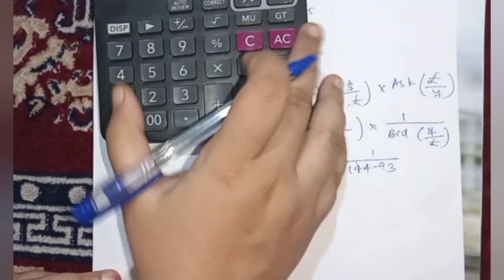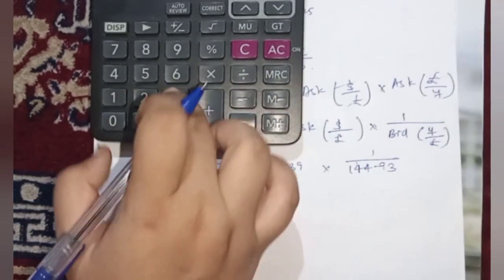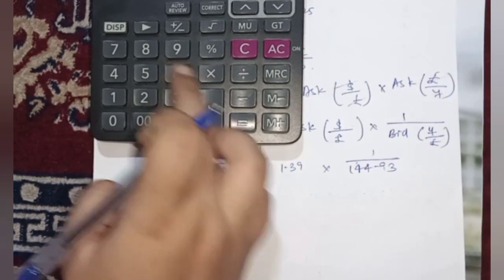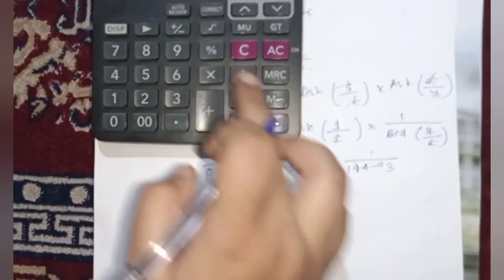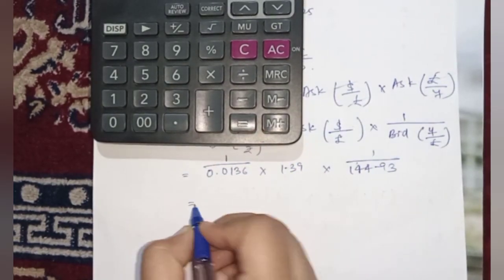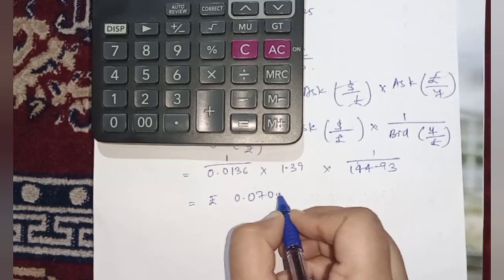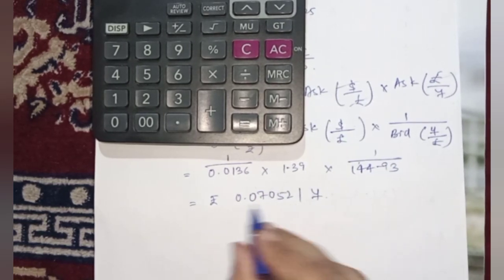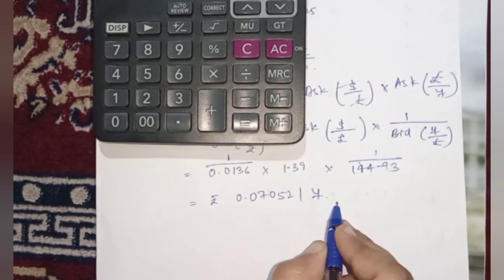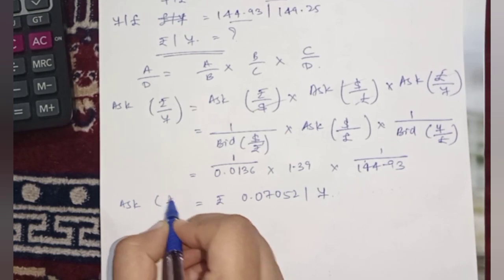So how will you solve it? 1.39 divided by 0.0136, and this again will be divided by 144.93. So the value will be rupee 0.7052 per yen. As you know, in terms of payment, rupee is stronger than yen, so the values will be like this. This is the ask rate of rupee per yen.